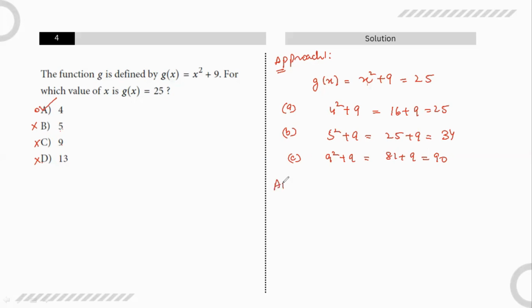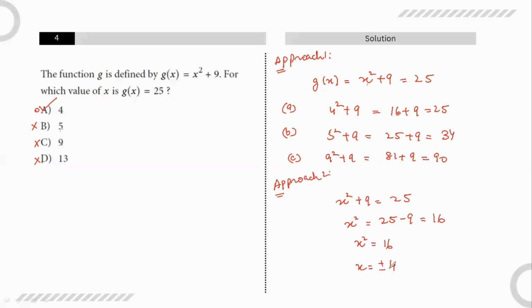Now, approach 2, which is a generic approach using algebra. We already understood that x squared plus 9 is equal to 25, right? That's given in the question. Solving it algebraically, 9 goes to the other side. So 25 minus 9 is going to be 16. That means if x squared is 16, taking the square root on both sides, x will be plus or minus 4.